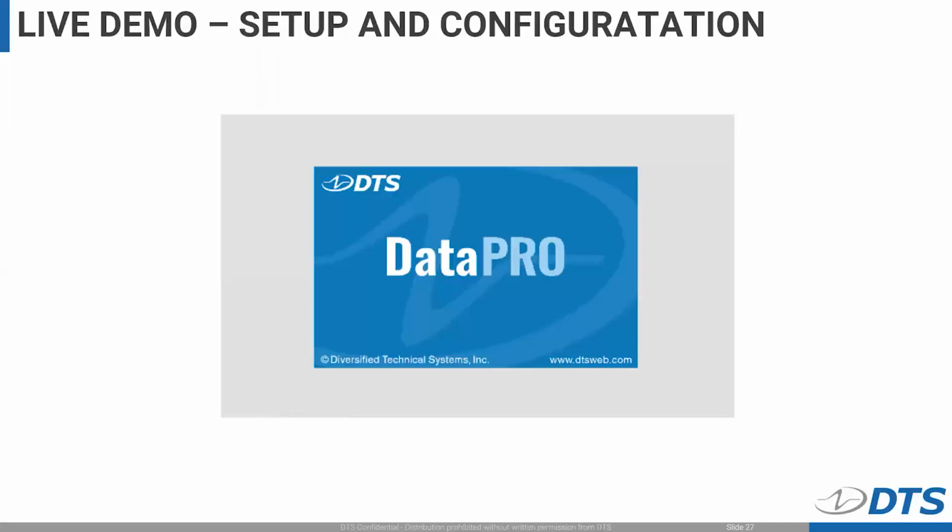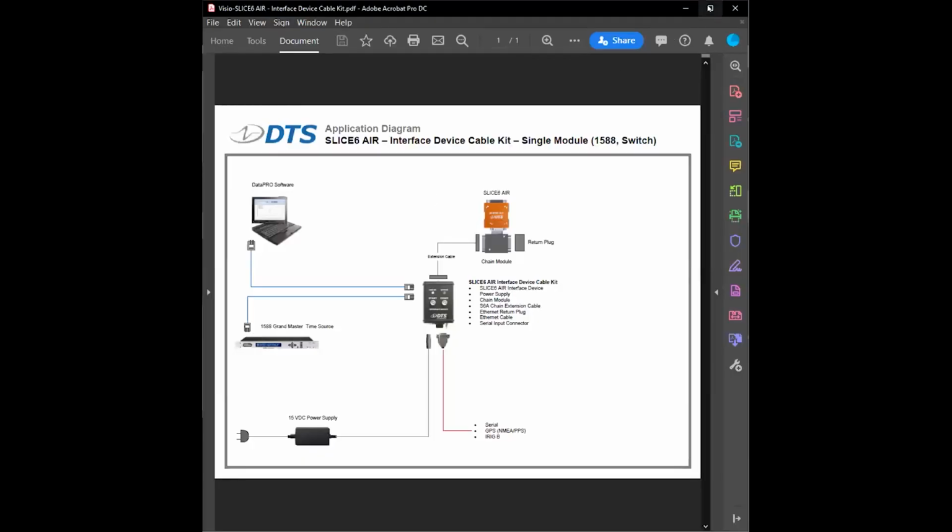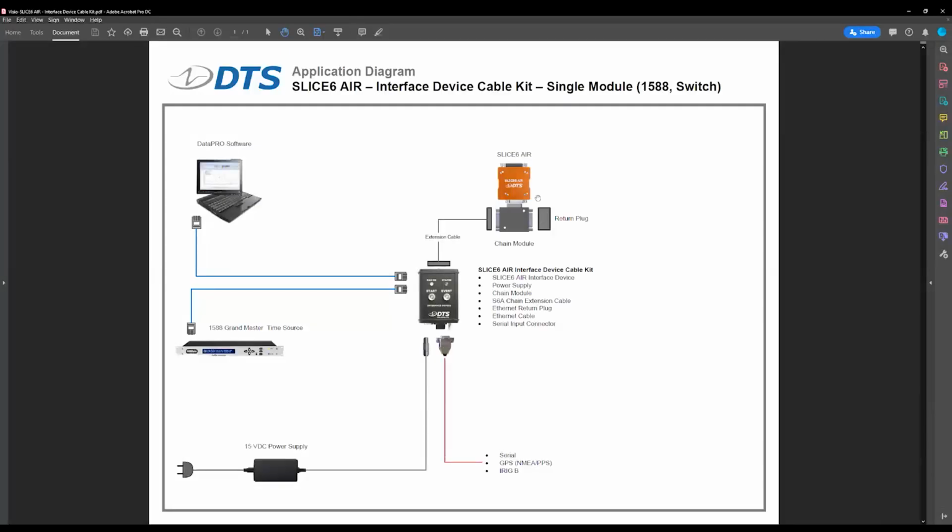So what I've got on my bench now, hopefully you guys can see this, is a SLICE6 AIR module hooked up with our interface device cable kit. This is something that we always quote with any new systems. The kit consists of our interface device, which is essentially a breakout box. It has input for power. You can input serial signals, and there's 2 RJ45 ports.